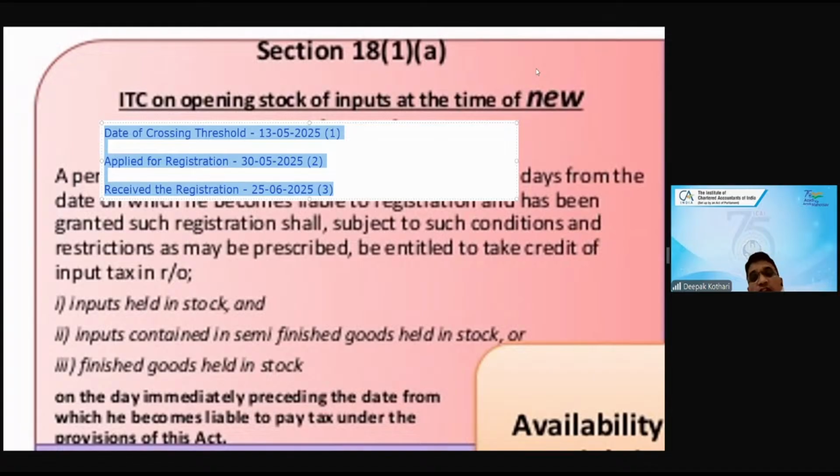Soumya is also right and Shalini is also right. So you will get the credit of stock which is held on the day immediately preceding the date when he became liable for registration. He became liable for registration and he applied within 30 days. So he will get the credit of the stock held on 12th of May. Credit will be given, madam, because he applied at the right time. Now we understood this first scenario. Case 1 done, let's move to case 2.